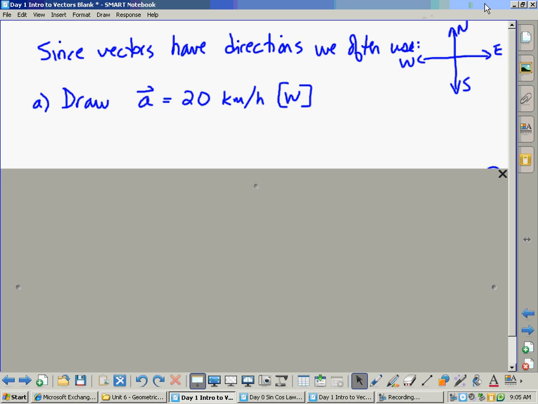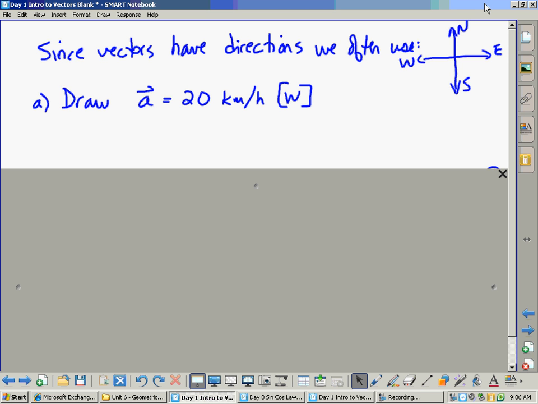So since vectors have directions, one little trick we like to use is the north, south, east, west to describe the vectors. Instead of always drawing these pictures, we might describe them, just having an arrow going up to the right a little bit. Assigning a direction to them using north, south, east, west becomes really, really convenient.